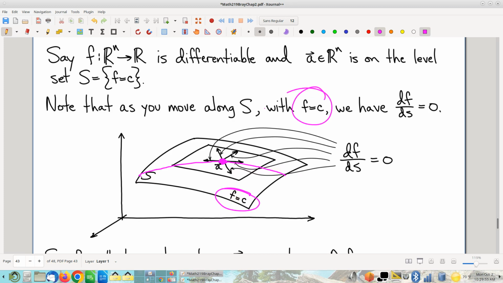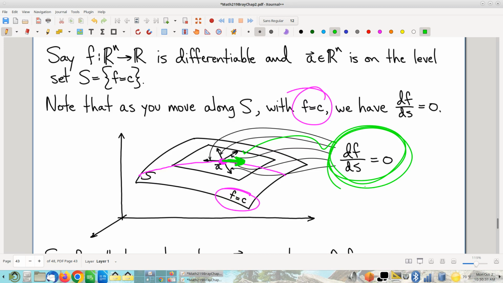And so I'm going to make the observation here that if the function is constant as you move, then another way to say that is that the derivative is 0. Right? So at this point, and as I move in this direction, tangent to the curve, and therefore tangent to the level set, in that direction, the directional derivative is 0. df ds is 0.